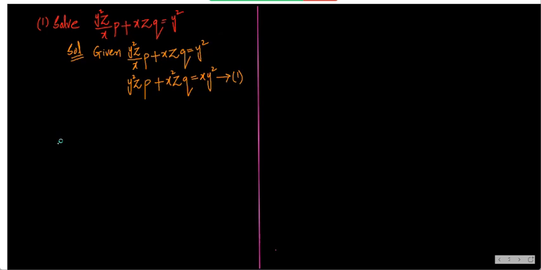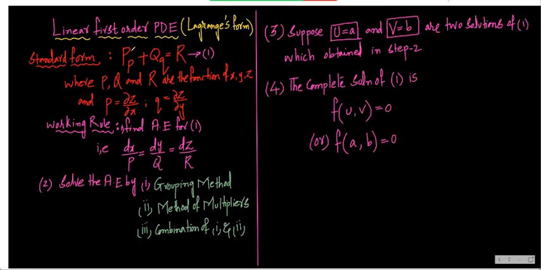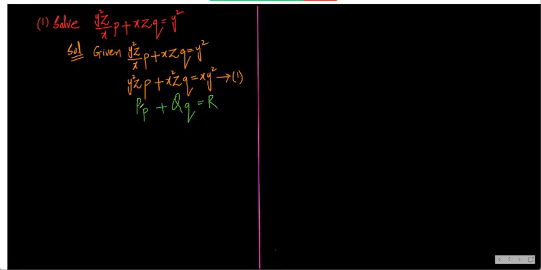Now this is of the form capital P into small p plus capital Q into small q is equal to capital R. If you see the page, this is our standard form, Pp plus Qq is equal to R. Some value should be there in this form, that value is called P. What is P here? y square z is the value of P. And what is Q here? x square z. And what is R here? x y square. Yes. Step number 1, identification of the PDE in Lagrange's form, is over.